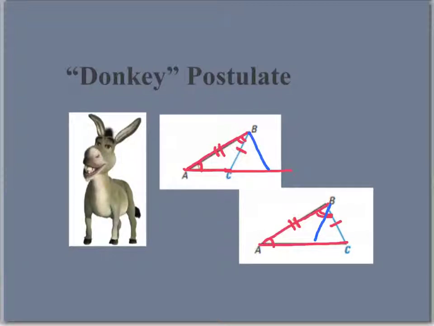Okay, so if you can imagine that swiveling at angle B, then you could see that it would actually hit two different places. Think of it just kind of swiveling and then going back and hitting right there. Okay, so that's why we say the donkey postulate does not work. He's one of my favorite characters from Shrek, but unfortunately, his postulate doesn't work. Okay, all right, let's keep going.